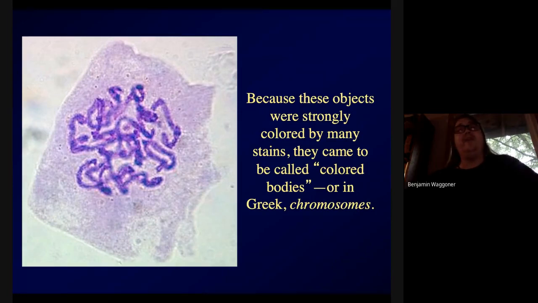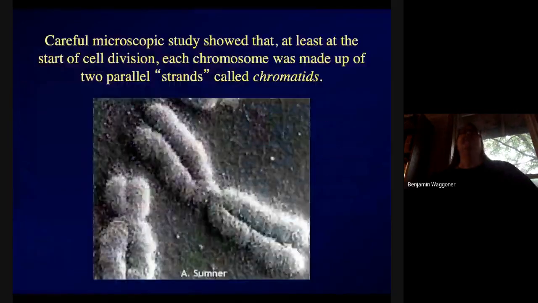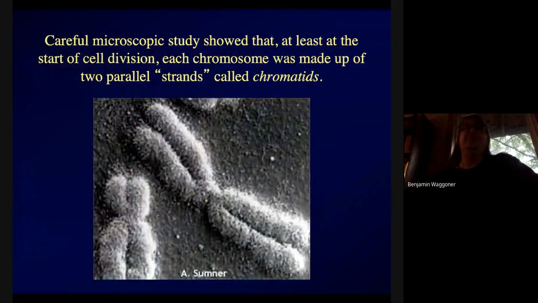It's not easy to spot. You have to be careful with this. You have to look really hard, and it probably helps if you're on drugs. But each chromosome is made up of two parallel strands, and we call those strands chromatids.